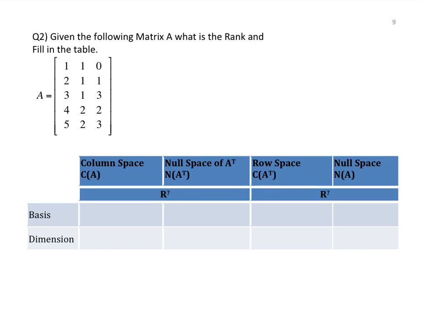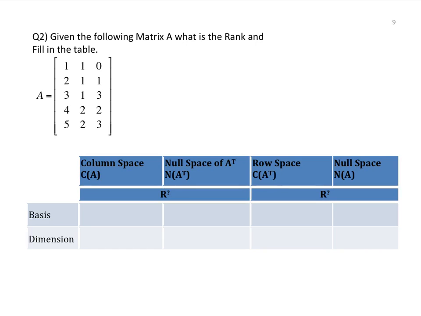Okay, so the last one was non-square in having more columns than rows. This one is non-square in having more rows than columns. We're going to go through the exact same process again, and just chug through that process.